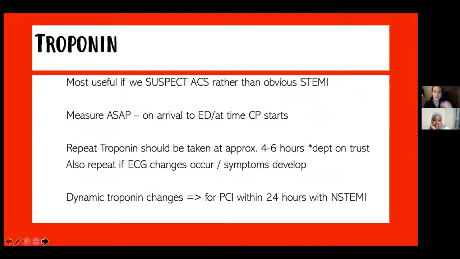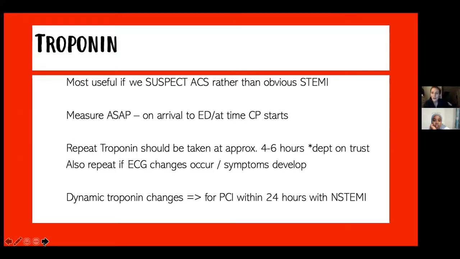Okay, so troponins, which is our other useful investigation. We want to take that as soon as the person arrives, and it's also really good if people have had previous troponins to refer back to, because a rise in troponin doesn't just mean that they're having a heart attack. It can be other things causing that. I've not included that here, but just so you're aware of.